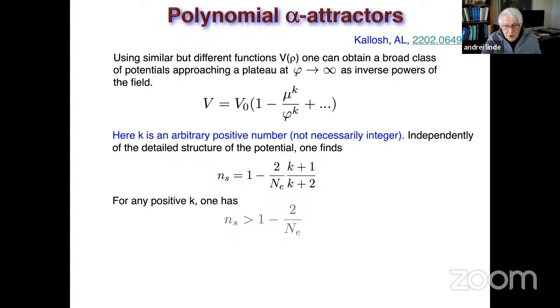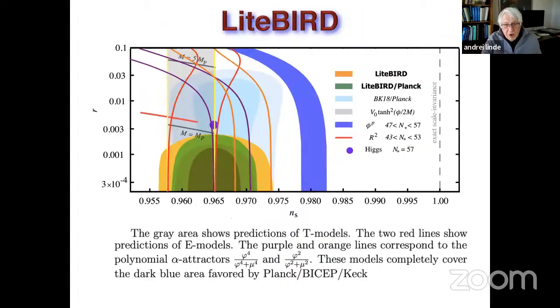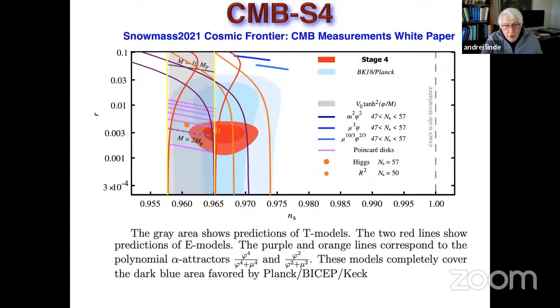If we study all of these models, then they can predict NS starting from 1 minus 2 divided by n to 1 minus 1 divided by n, which is a pretty broad range. They cover all the range in which LiteBIRD is looking for an explanation of possible data which they might get in the future. And the same thing is valid for CMB-S4. So it is possible to cover this blue range of interest with this set of models.